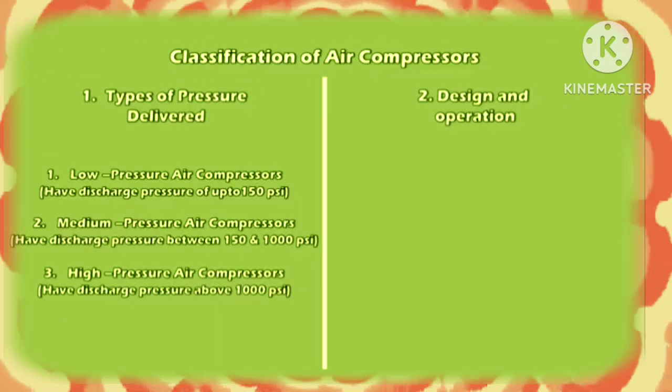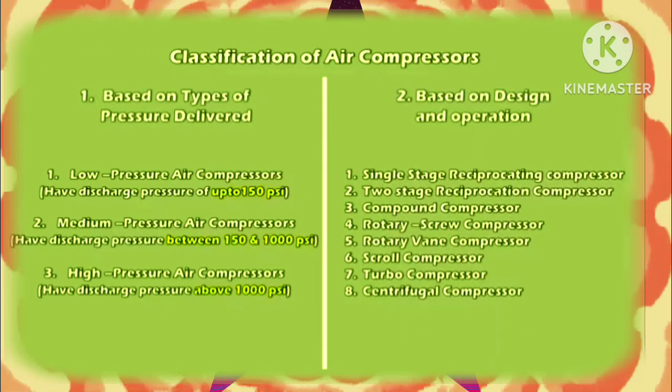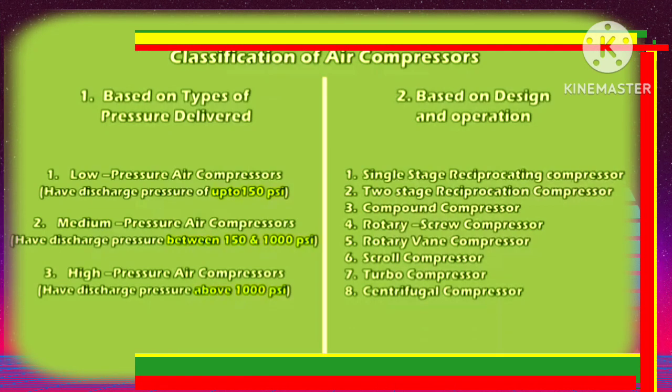1. Compressors according to the pressure delivered. Low pressure air compressors, LPAC, which have a discharge pressure of 150 pounds per square inch or less. Medium pressure compressors, which have a discharge pressure between 150 to 1000 pounds per square inch. High pressure air compressors, HPACs, which have a discharge pressure above 1000 pounds per square inch.